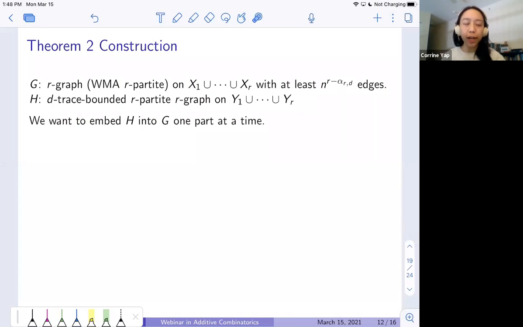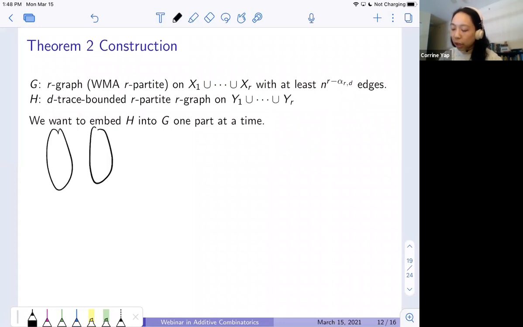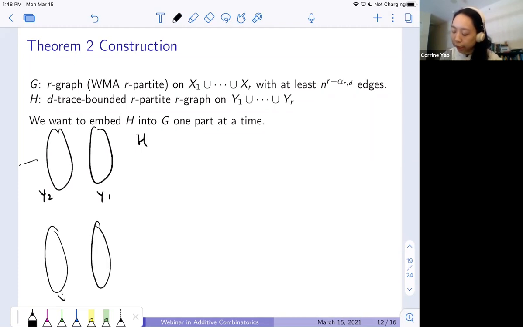And in order to find a copy of H in my G, I want to construct some sort of embedding from H into G. So let's just say that I have 2 parts for now. Let's say I have X2 and X1, and maybe there are other parts, but I'm only going to look at the first 2. Actually, let me make these Y2 and Y1 in H, and I have my X2 and X1 in G.